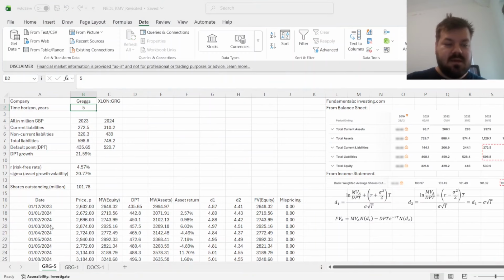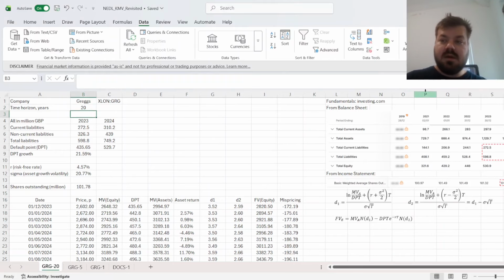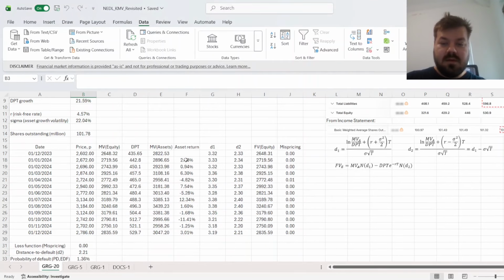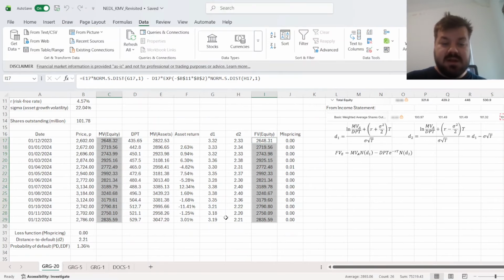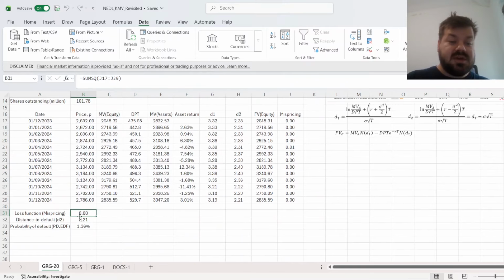But let's say we increase the time horizon further to 20 years. In this case, if we click Solver, once again, we see that now the market values are again different, but the loss function has again converged to zero in terms of the mispricing.